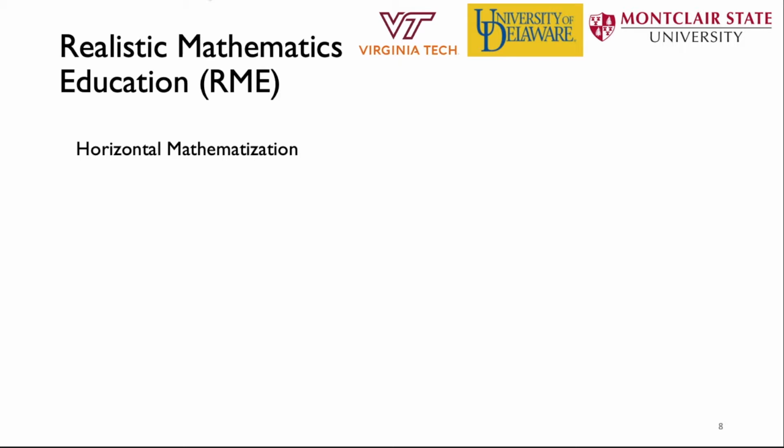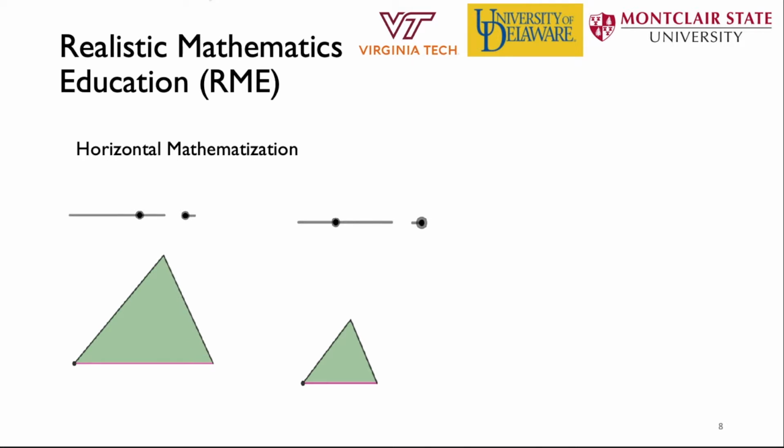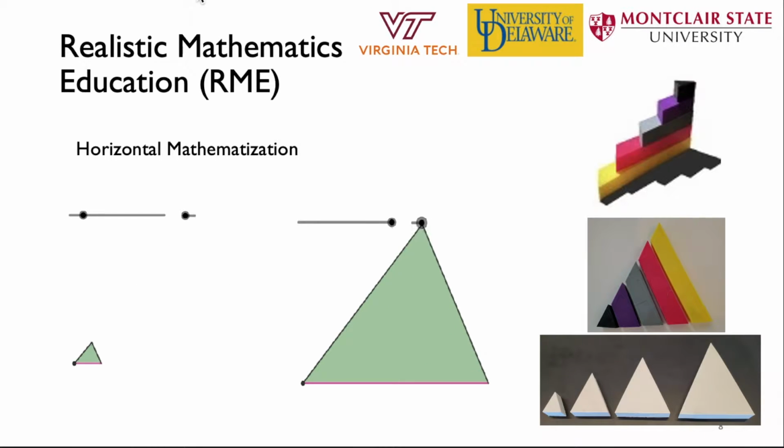Horizontal mathematization is a process of a student engaging in and developing understandings for constructed experientially real contexts. In our situation, we have the growing triangle. It is the way they informally symbolize, speak, and reason about the situation along with the 3D printed manipulatives.